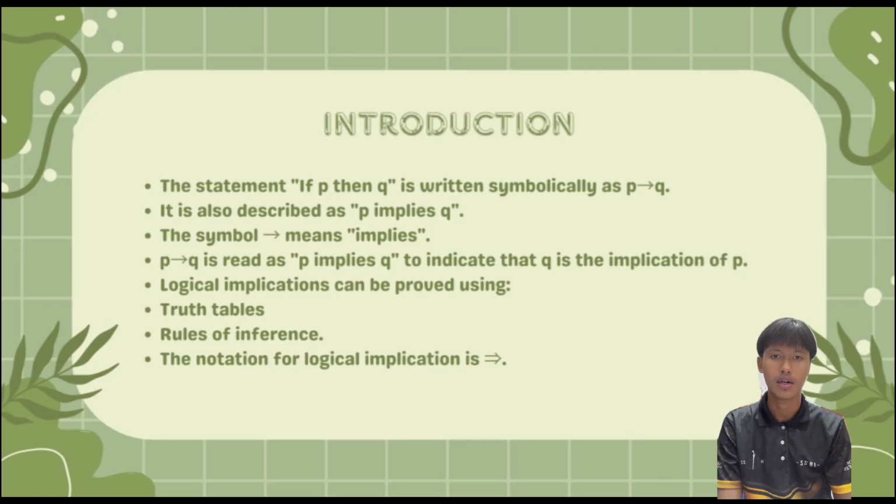Okay, next I will explain more about the introduction of our topic, that is logical implication. The first point, the statement if P then Q is written symbolically as P with arrow Q. The second point, it is also described as P implies Q. The third point, the arrow symbol means implies. The fourth point, P arrow Q is read as P implies Q to indicate that Q is the implication of P.